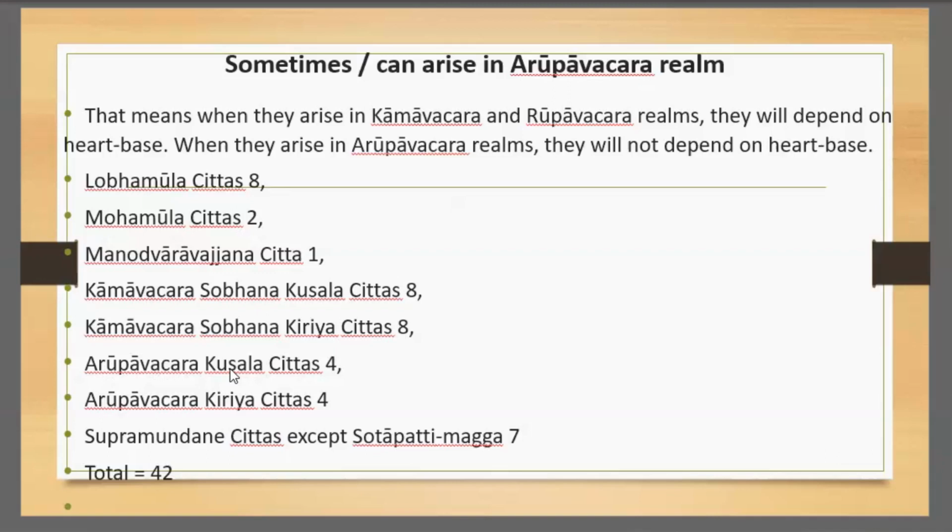8 lobhamula Chittas, 2 mohamula Chittas, Manodwara Vajjana Chitta 1, Kamavachara Kusala 8, Kamavachara Kiriya 8, Arupavachara Kusala 4, Arupavachara Kiriya 4, then Lokuttara Chittas except Sotapatti Magga. There are altogether 42 Chittas that can arise in the Arupavachara realm. In other words, those 42 Chittas sometimes arise based on the heart base.